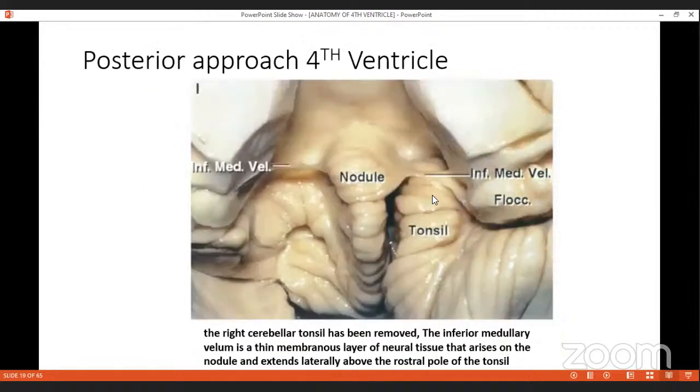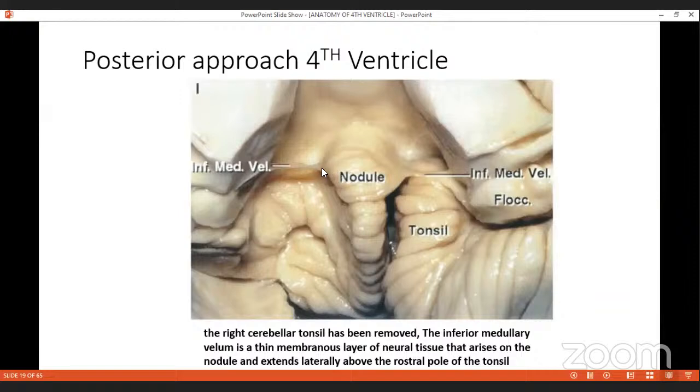Now, in order to see the attachments of this inferior medullary vellum, you have the right cerebellar tonsil being removed. If you see on the left side, you have the cerebellar tonsil, whereas on the right side, the cerebellar tonsil has been removed. This is the midline. These are the midline structures of the cerebellum, including the nodule, the vermis.